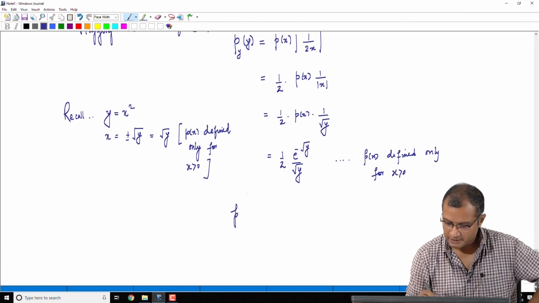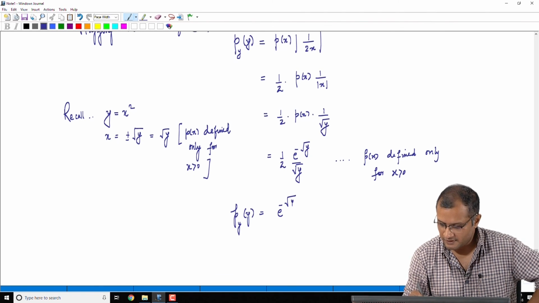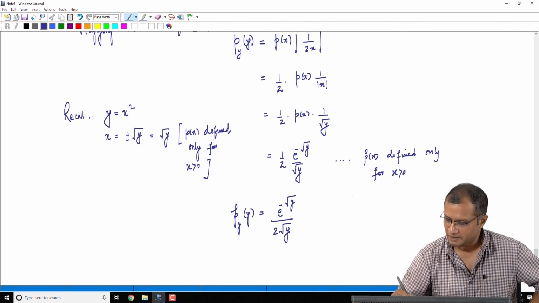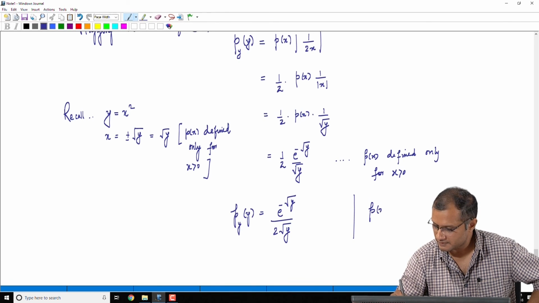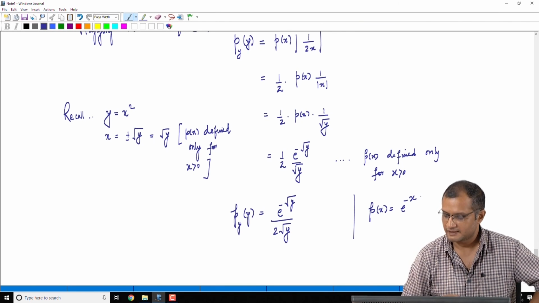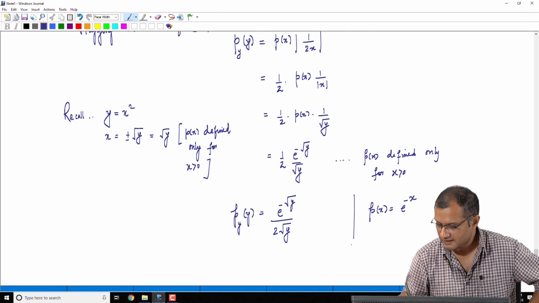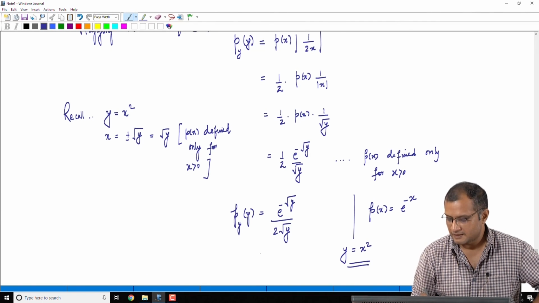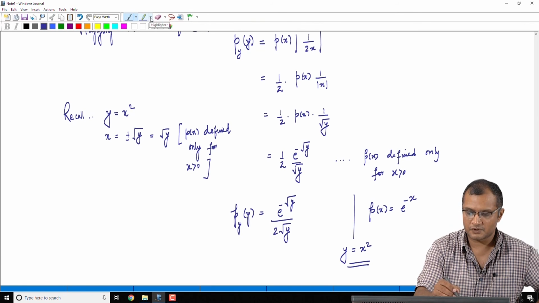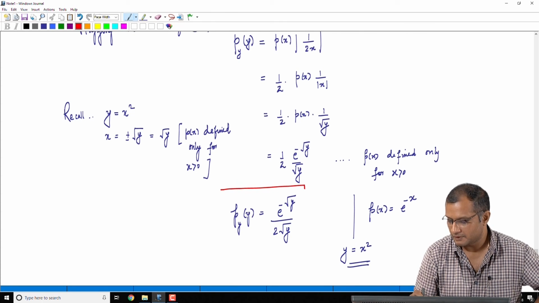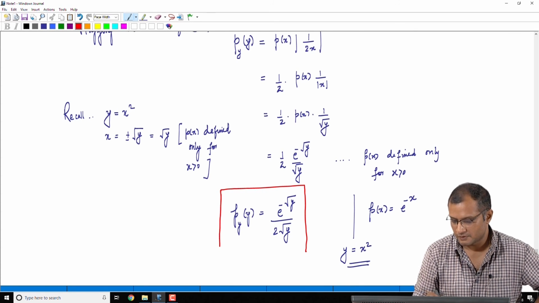So, I can write down the distribution of y that I was chasing as e raised to minus square root of y upon twice of square root of y. Recall that our original distribution on x was e raised to minus x. So, if your original distribution was e raised to minus x and your x and y are related by this expression, then this is the final form for the distribution of y, and we have used the method of Jacobians to map one distribution into another.